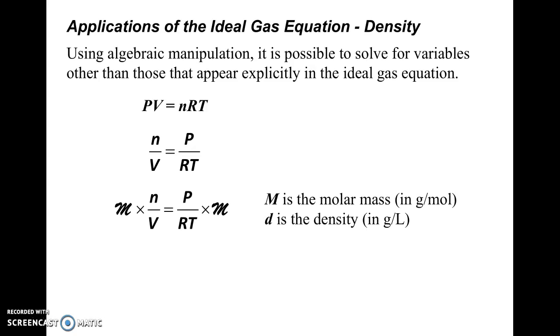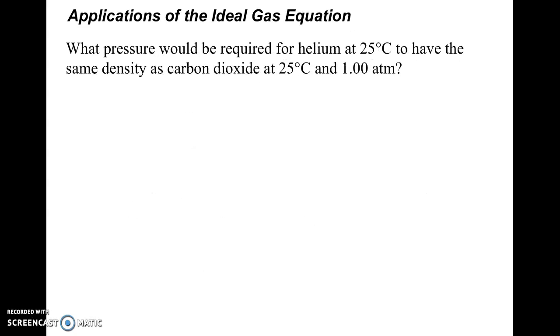And we can add the molar mass in there. Molar mass times number of moles is mass, but we're putting it on both sides of the equation. And so we see that density is equal to pressure times the molar mass divided by RT. And here's an example of a problem we could do where that's a useful thing to understand.